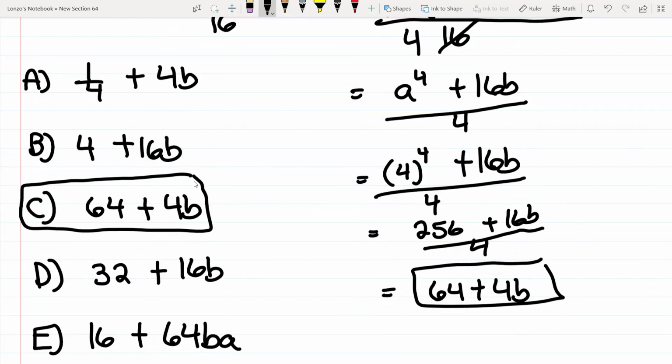Okay, I think that's the last one for this section, so I'm going to stop here.